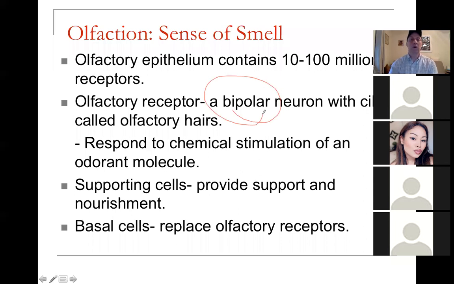Bipolar neurons are required to build the olfactory receptor, and they actually have ciliated structures, which gets us back to chapter 3. Those ciliated structures create surface area, and they're called olfactory hairs. Okay? And they respond to chemical stimulation. And a chemical stimulation is literally just that.